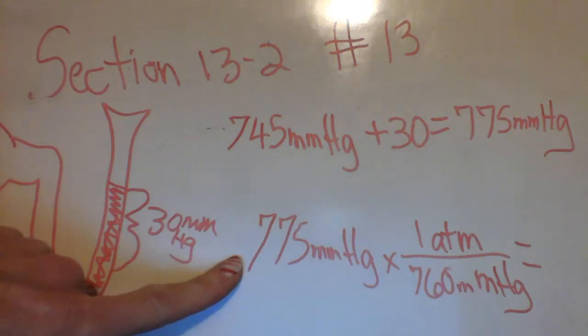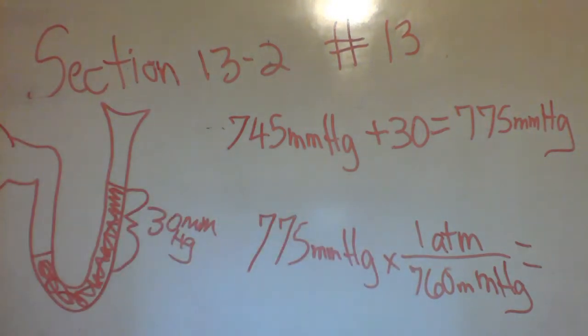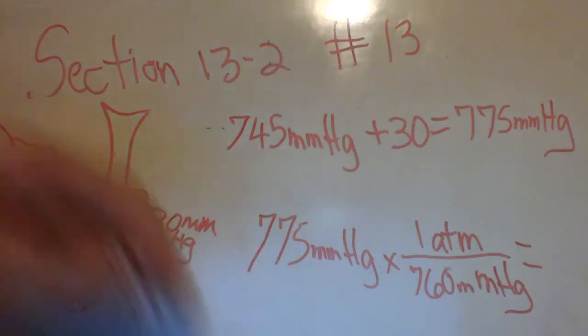Now we take the resulting amount, and we multiply it by a fraction. That's going to bring us to the units of atmospheres that the problem is asking for. We put millimeters of mercury on the bottom so that it will cancel.